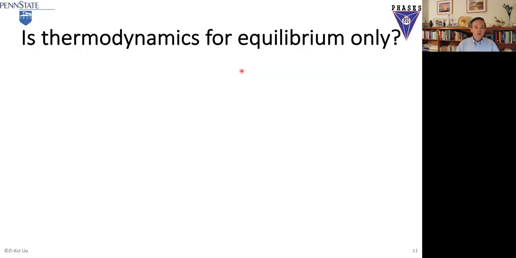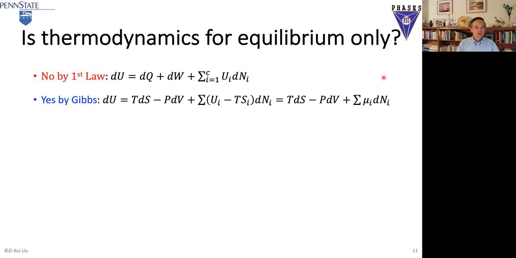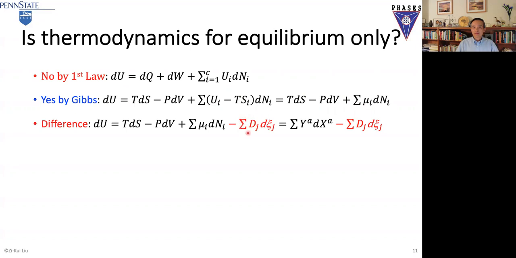Now the question is, as many people think, is thermodynamics for equilibrium only? If you look at the first law, no, it's not, because the first law never says whether the system should be in equilibrium or not. However, the function by Gibbs in the 1870s is for equilibrium, because the equation he had is dU equals TdS minus PdV plus the summation of mu_i dn_i. This is for equilibrium only. What's different between these two is another term: entropy production. If you add entropy production to this equation, then it becomes applicable to non-equilibrium systems too. Now if you switch variables for the Gibbs energy, you have to add one more term, the entropy production for internal processes.